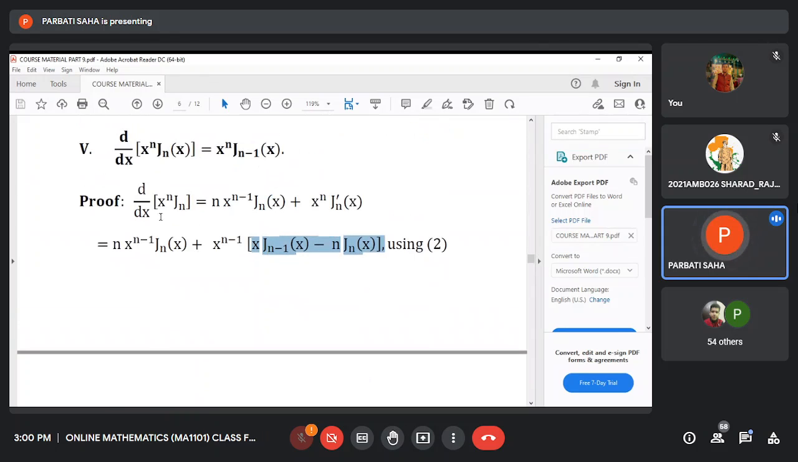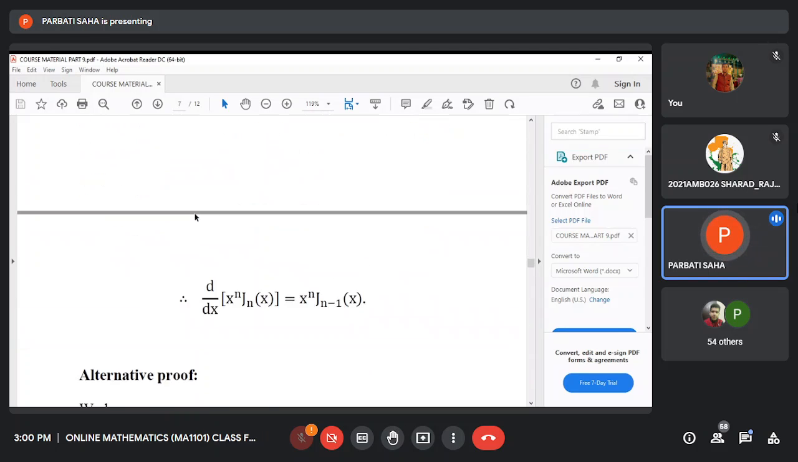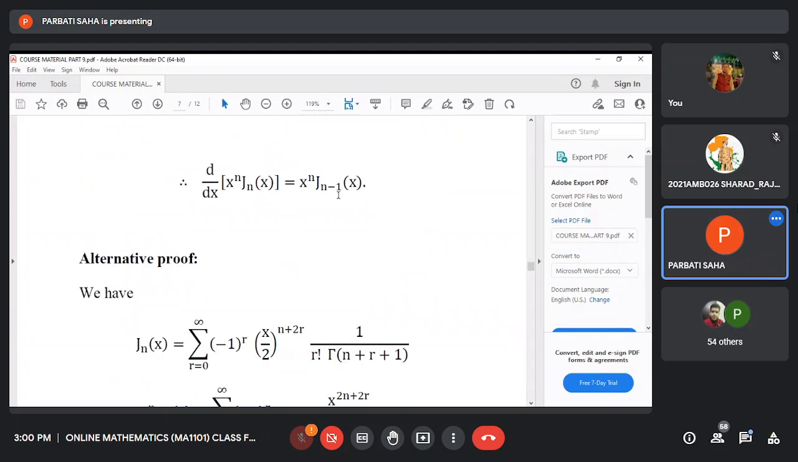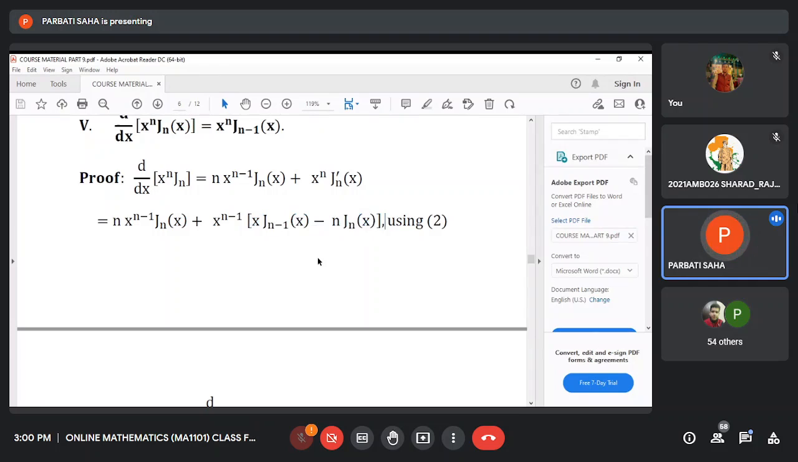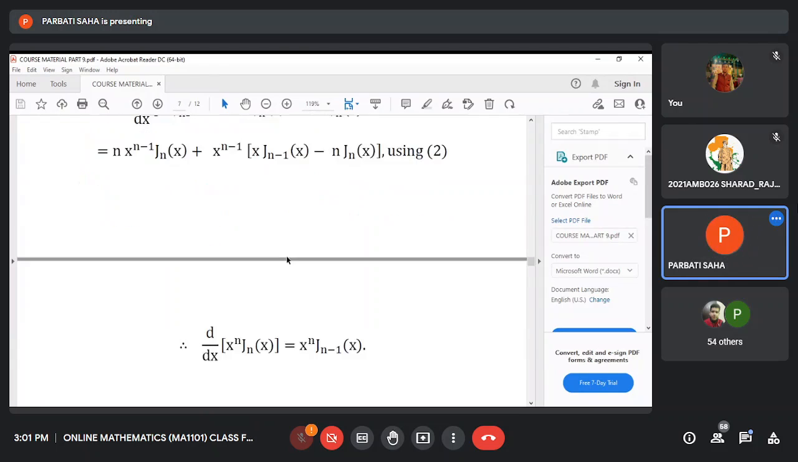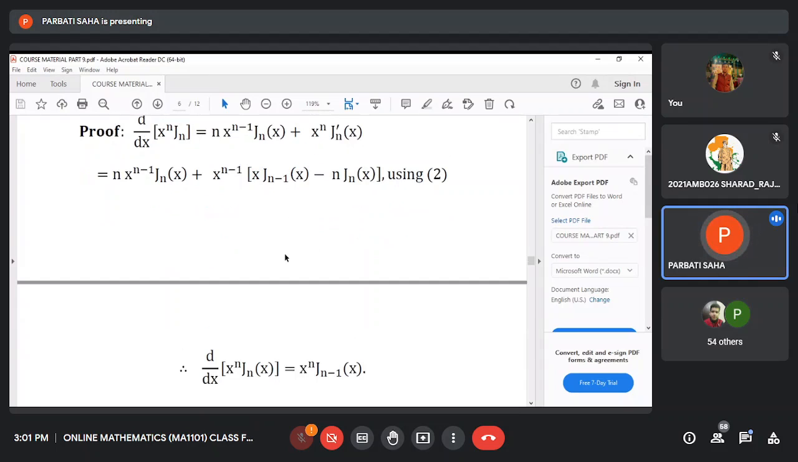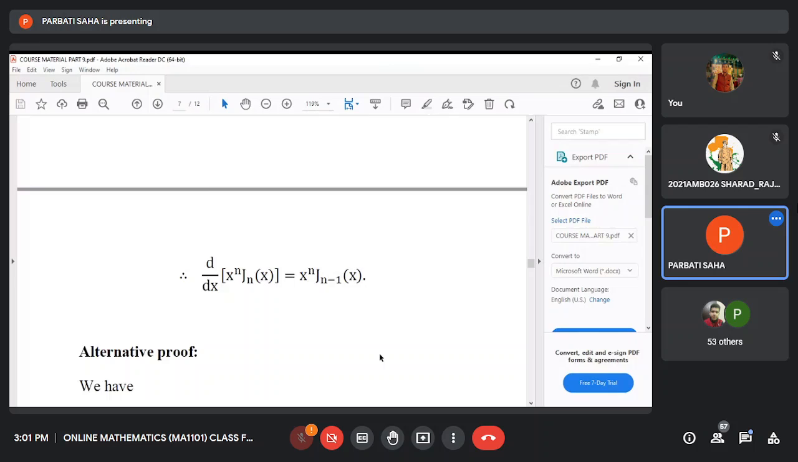So you have proved here d/dx of x to the power n j n x equals to this. You just simplify this and obtain the relation. n x to the power n minus 1 j n x, and this is n x to the power n minus 1 j n x, so these terms will be cancelled. Only non-vanishing term is x to the power n minus 1 into x into j n minus 1 x, so it is x to the power n j n minus 1 x. Is it clear?